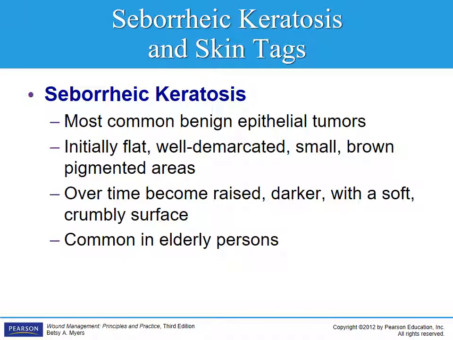Seborrheic keratosis is the most common benign epithelial tumor. It is flat, well-demarcated, small brown pigmented areas. Over time, they can become raised and darker with a soft, crumbly surface. These are very common in older persons. It looks kind of like a mole, but it takes on a soft, crumbly surface, almost like a furry top on it. And again, as you work with the elderly, you will probably see some of these.